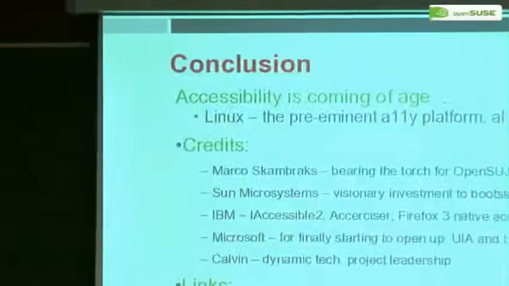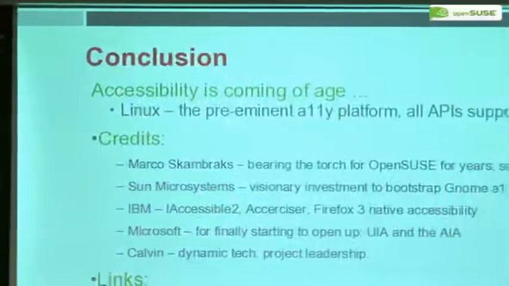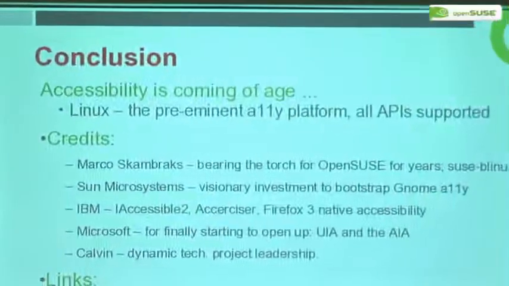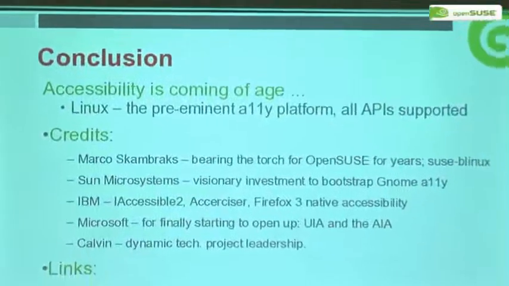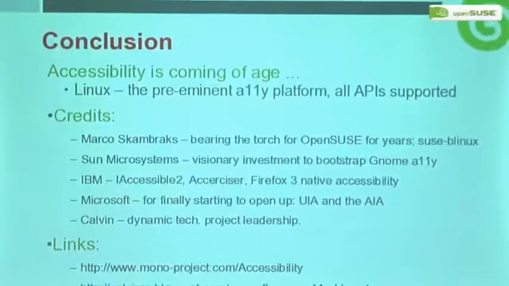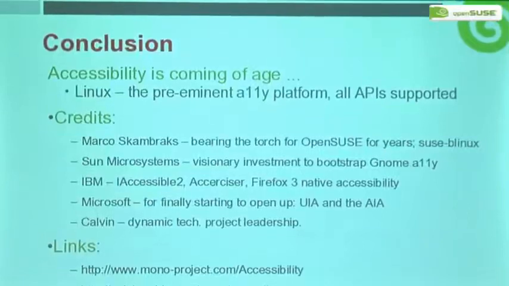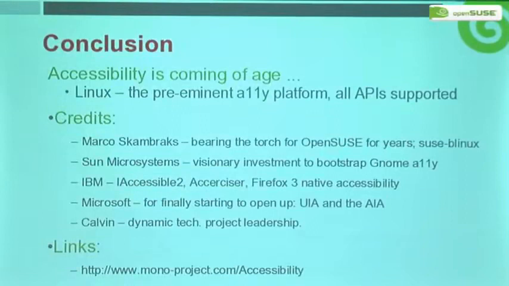So here are the conclusions. Accessibility is coming of age. We have been hiring, if you are very interested in accessibility and you're knowledgeable about it. I don't know if you've got any slots left, to be honest. Calvin is running the project. And really, I think we're still advertising for it. Absolutely. So if you have an urge to do all sorts of funky C#, IPC, ATK, toolkit stuff, then do see me.